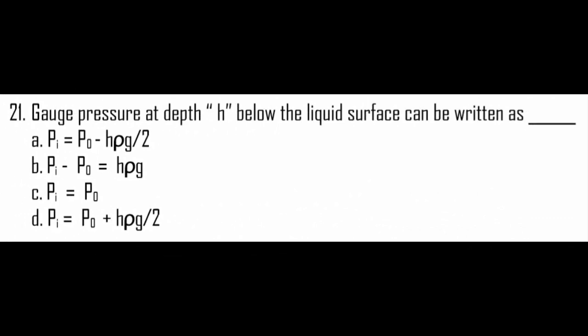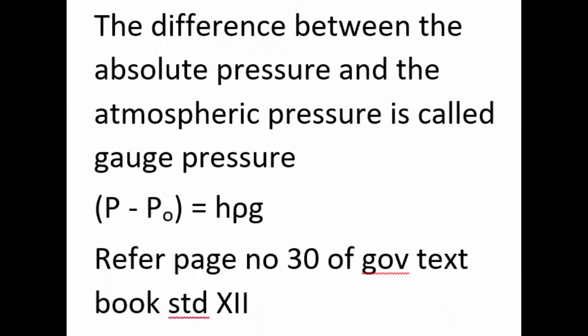Gauge pressure at depth h below the liquid surface can be written as. Students, the difference between the absolute pressure and the atmospheric pressure at any point is called the gauge pressure. That is P minus P0. The gauge pressure is the product of height of the liquid column, density of the liquid, and acceleration due to gravity. For further details, you can refer page number 30 of the new government textbook of Standard 12th.